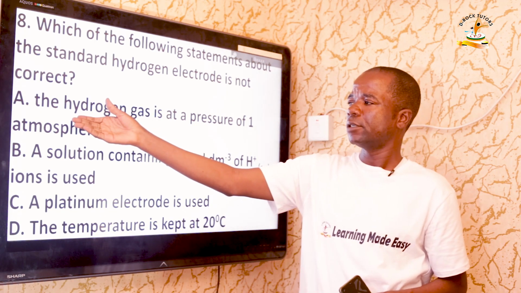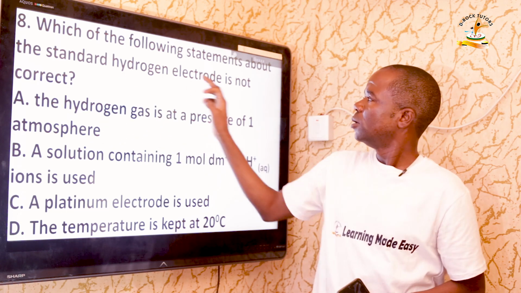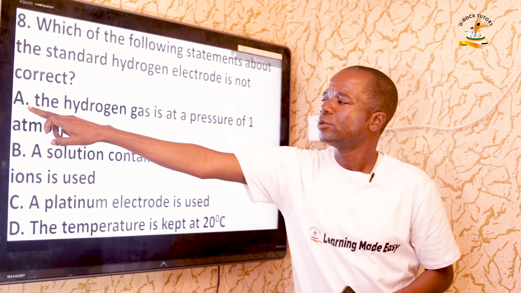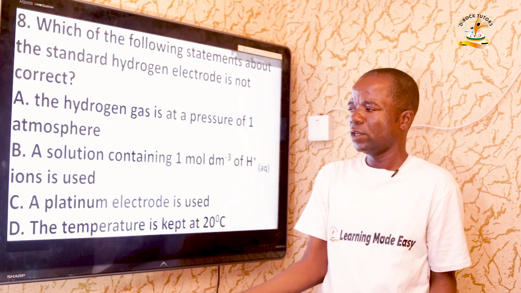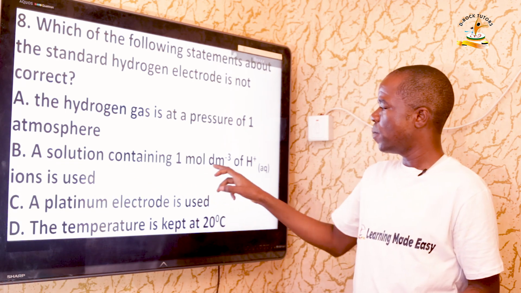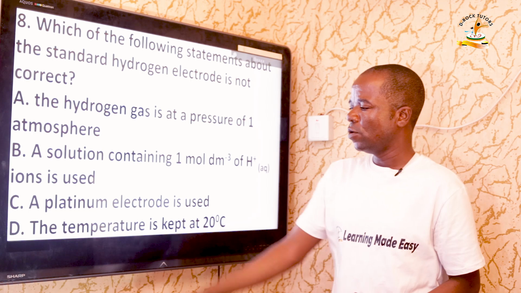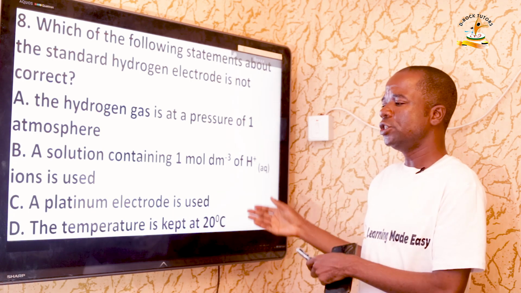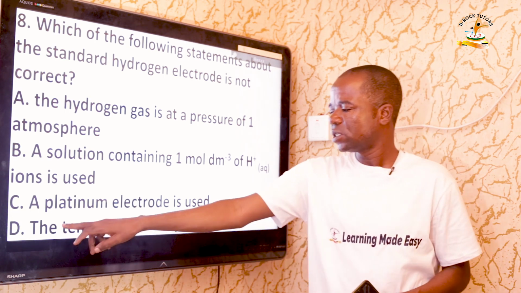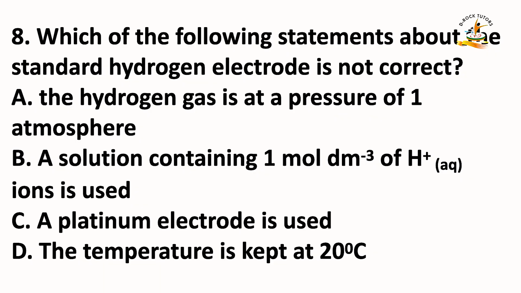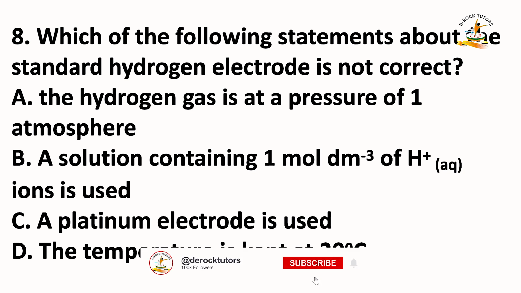Option A is true. Remember, the question says not correct, so the statement A is correct. The hydrogen gas is at a pressure of 1 atmosphere. That's one of the conditions. Solution containing 1 mole per dm cube, I've said that a while ago. A platinum electrode is used. Usually, you make use of platinum or an inert electrode, but the temperature has to be kept at 298 Kelvin or 25 degrees Celsius, not 20 degrees Celsius. That makes statement D not correct, and that makes it our correct answer here.